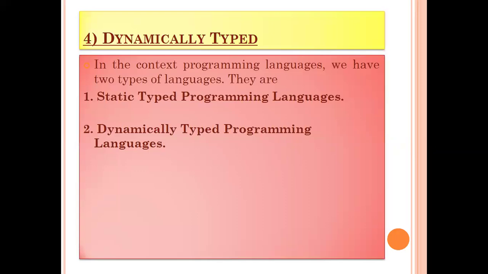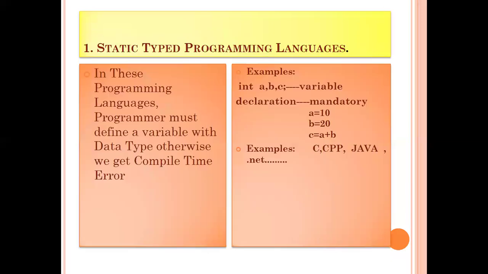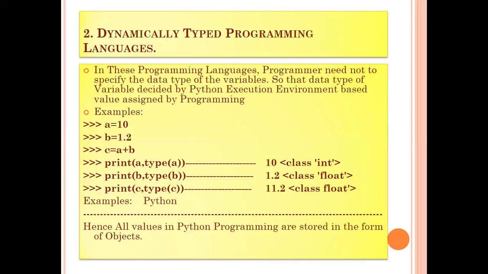Dynamically typed language. I've told you that we have two different types of languages. One is static type, second is dynamically typed. In the static type, we need to define a variable like int ABC. If we do not define it, we will get a compile time error. But in dynamically typed, we need not define it. I have shown you with the example also. Like A is equal to 10.